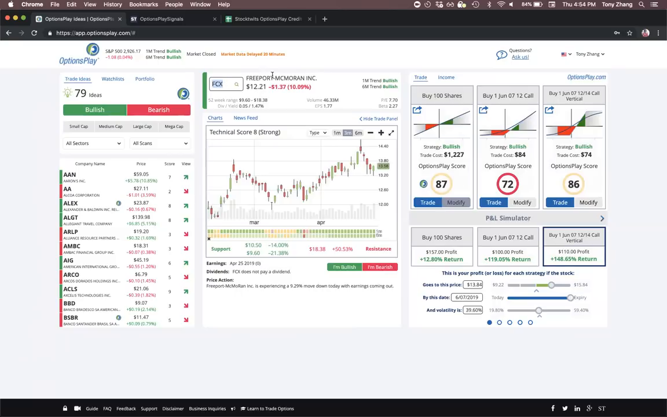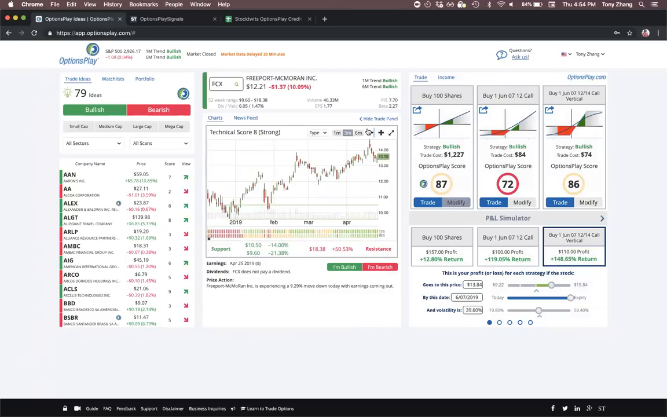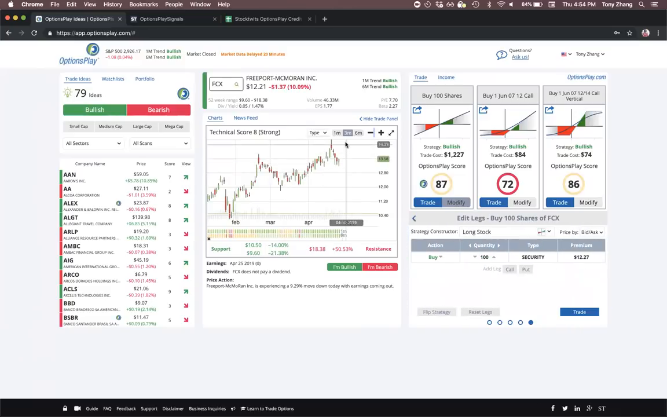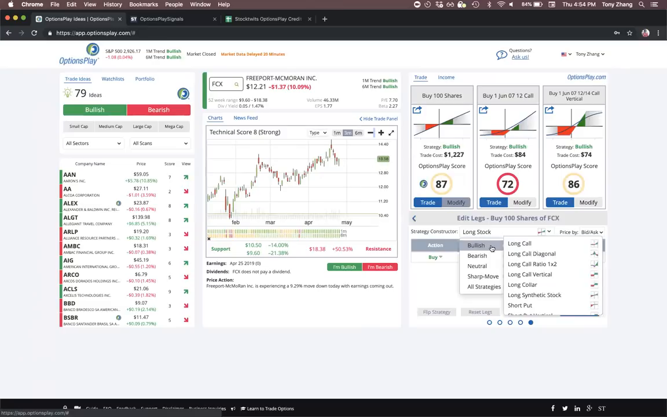But let's look at Freeport McMoRan. From my eye, this is certainly a bullish trade. I find that there's probably a little bit of support around 13, 13.50 or so. So in this particular case, do I think the stock's going to make a rally back up to about 14.50? I would say that that's probably a realistic target price.